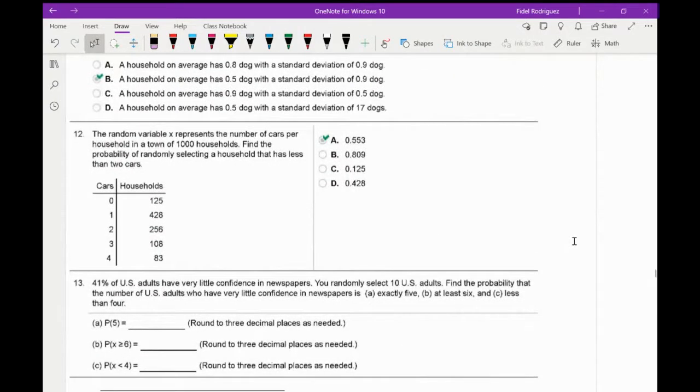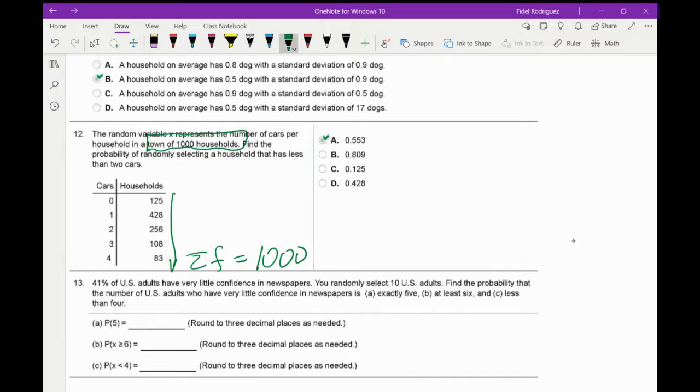Okay, so let's take a look here, guys. Number 12 says the random variable x represents the number of cars per household in a town of 1,000 households. Find the probability of randomly selecting a household that has less than 2 cars. Guys, one thing I want to emphasize here is that it told me this town has 1,000 households. If it did not tell me that, then just like we did on number 3, I would have to add all these numbers up right here. But because it told me there's a total of 1,000, I already know that when I add them all up, I would get 1,000. If it didn't tell me that, I would just add all those numbers up.